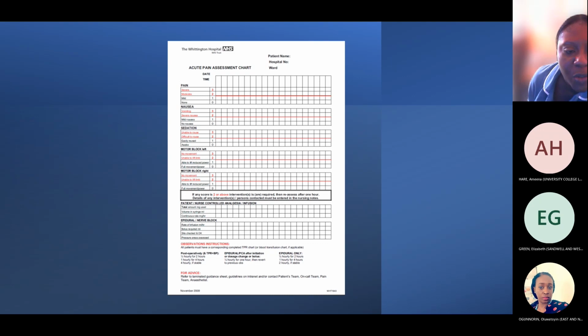It also tells you at the bottom here how often you should be doing the checks and so forth, so this must always be implemented. And I think every trust has a different kind of pain assessment chart that they use for their PCA patients. So it must always be implemented for patients on PCA.